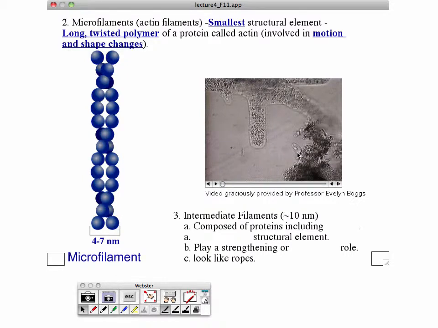So we'll watch this quick video clip, but what I want you guys to realize is that as these pseudopods stretch out and get longer, it's actually actin polymerizing in there. And then when they reach back in, it's depolymerizing. So actin polymerization is what's leading to that motion. So we'll get that going. Sorry, there we go.